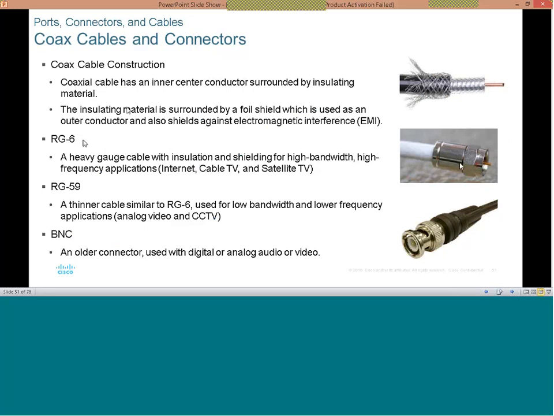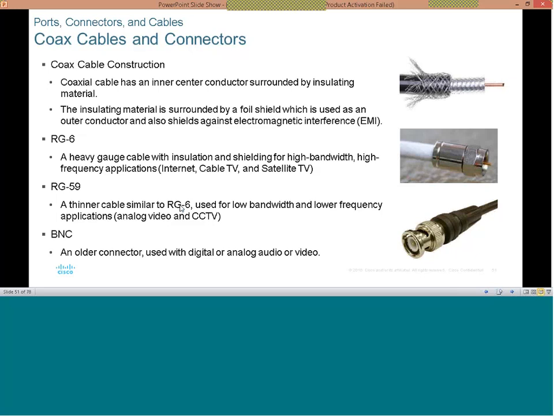The RG6 is a heavy gauge cable with insulation and shielding for high bandwidth and high frequency applications. You can see the order in which the layers are arranged, telling us it has this shield. We can relate to this; for instance, our DSTV uses this. Then we also have the RG59, a thinner cable similar to the RG6, but used for low bandwidth, lower frequency applications. For instance, your CCTV analog video uses the RG59.